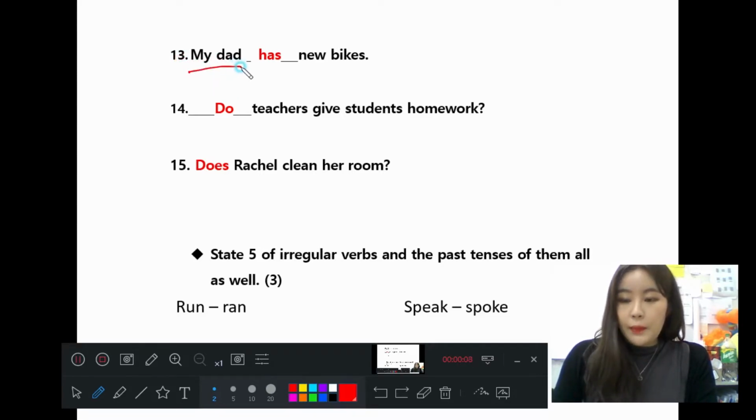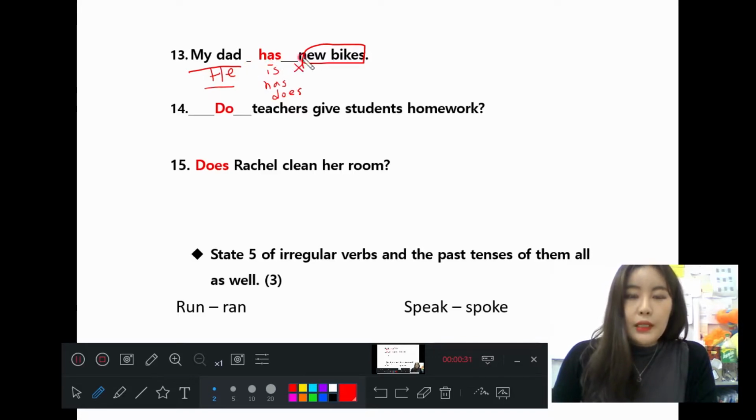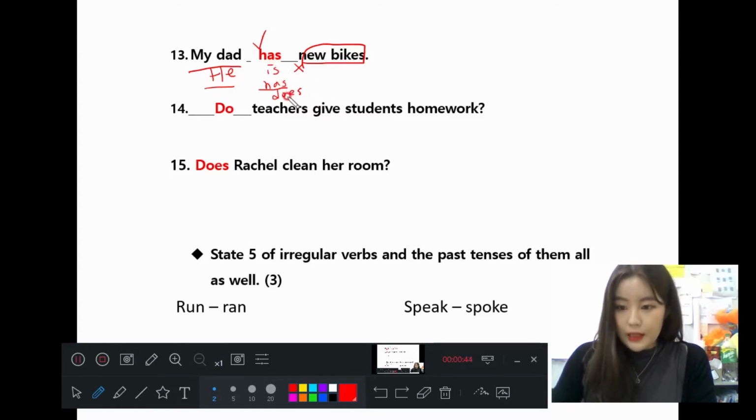My dad. My dad is also we can change it to he, right? So what kind of verb can we use? It's either going to be is or has or does, right? But it says new bikes. New bikes 이다. I don't think that makes sense, right? 우리 아빠는 new bike를 가지고 있다. Yes, this is the correct one. 우리 아빠는 does new bike를 하다. It also doesn't make sense. So the correct answer is going to be has, okay?